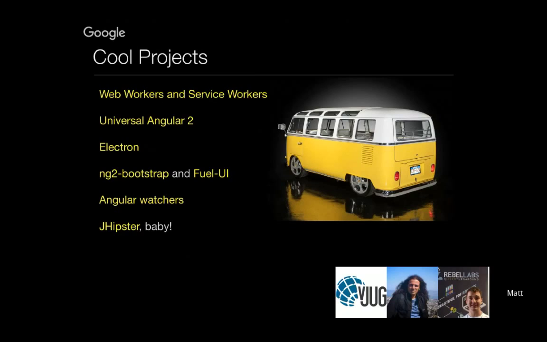If you want to use the awesome Bootstrap and its widgets, there's ng2-bootstrap and Fuel UI, two projects. And if you download the PDF, which I will upload tonight, you can click on these links and actually get to those projects. And there's also, if you're still doing Angular 1, a great plugin called Angular Watchers, which allows you to see all the watchers on your page. And you might realize that your application's using a whole lot of memory because you're using two-way binding where you don't need to. So that's a handy plugin for Chrome. And then JHipster, if you're a Java developer, you like Spring Boot, you like Angular, JHipster marries them together and does it in a really nice way.